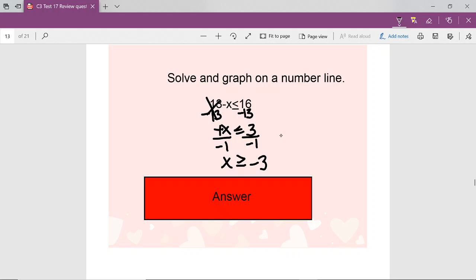So that's my answer as far as my solution, but I have to graph it on a number line. Both things are necessary. And so I have my negative 3, I'll put a couple more on here, negative 2 and negative 4. A greater than or equal to sign means a closed dot since I'm equal to negative 3. And then since I want the ones that are greater than it, I want all the ones to the right.